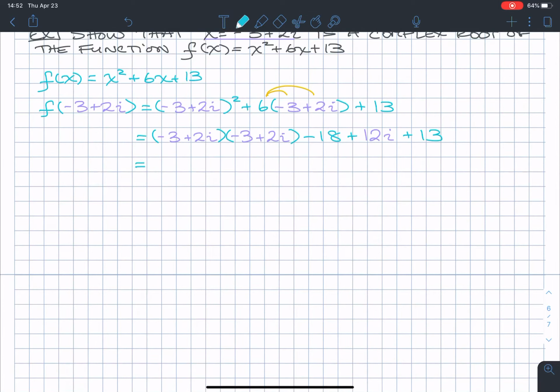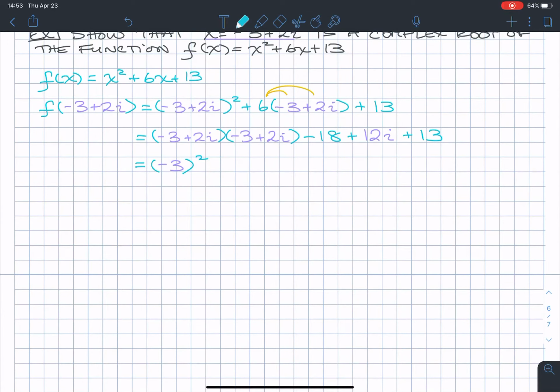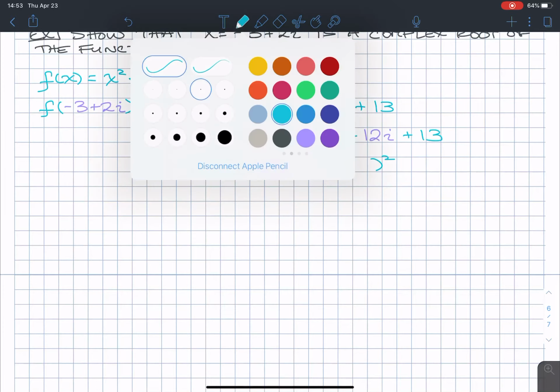Okay, so let's FOIL. This will be quantity negative 3 squared, first squared. And then plus 2 times the first times the second, plus the second squared. So that's going to be quantity 2i squared.